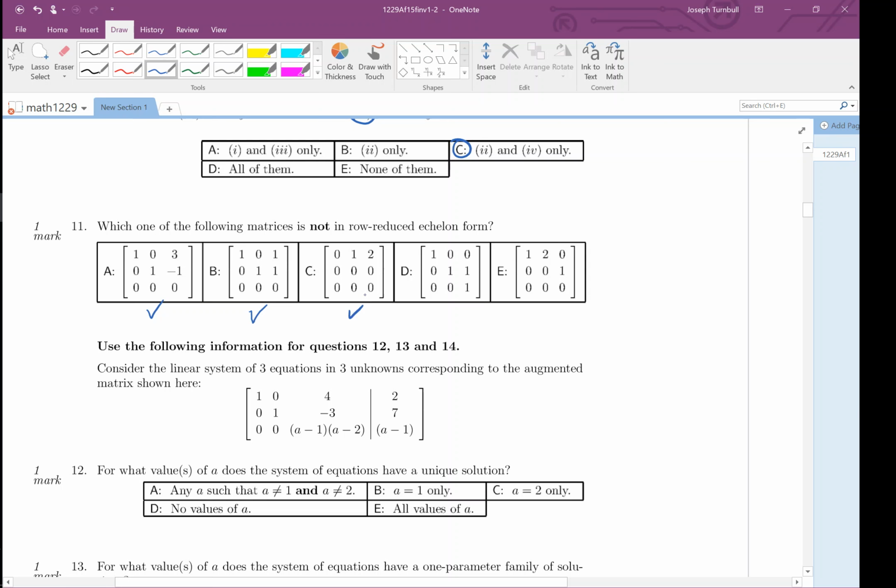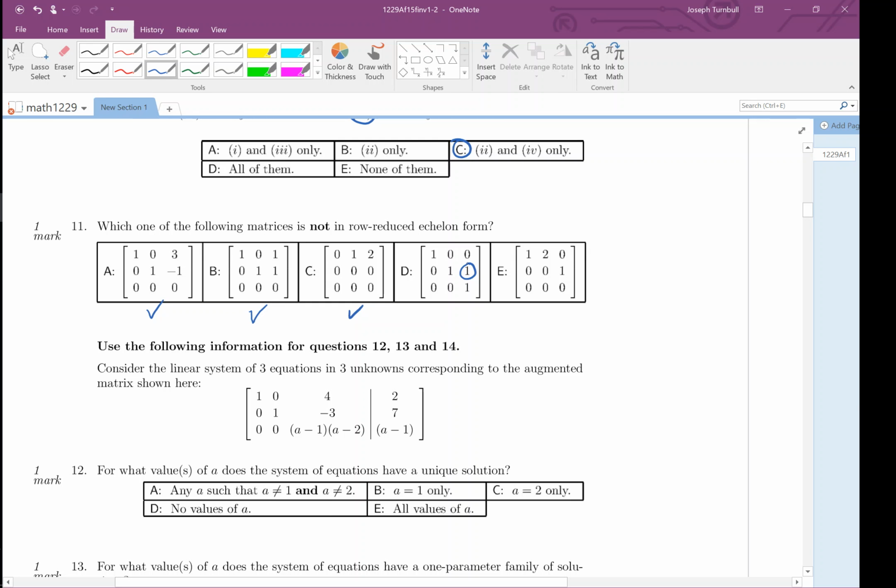It's as good as it gets. Okay, next one over. It's got that nice diagonal of 1s. So that part's good, but then there's a 1 above that last leading 1. And that's the problem. That shouldn't be there.